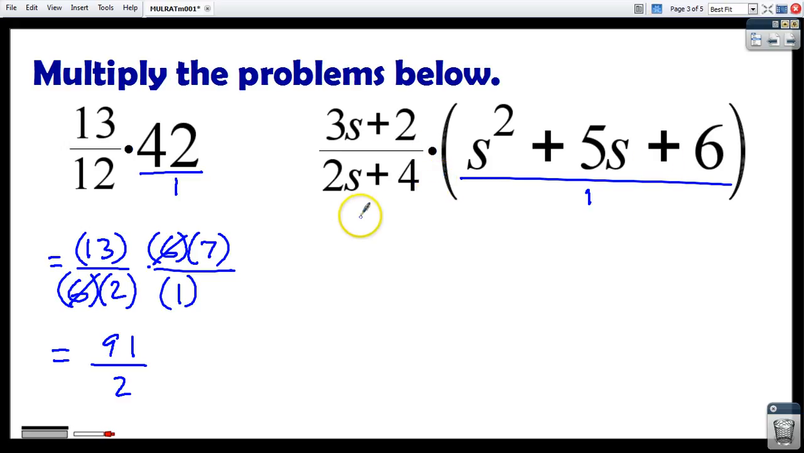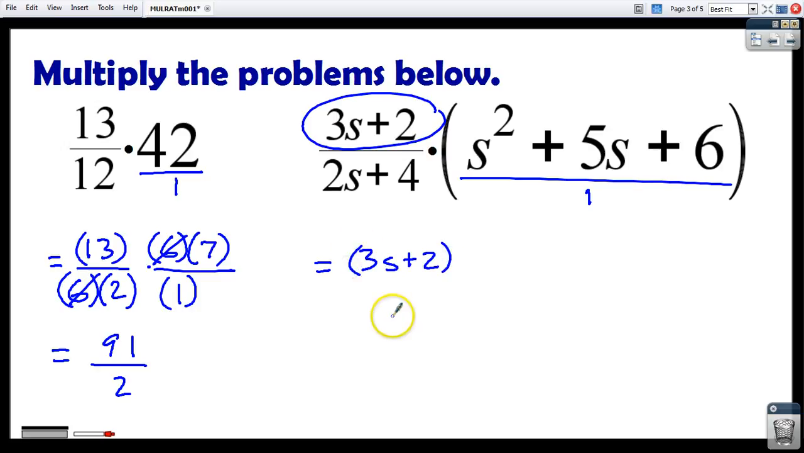Alright, so let's apply the same thing over here. Now, we've already done the first step. It's better if everything's written as a fraction, so we changed our polynomial here into s squared plus 5s plus 6 over 1. Now, let's see if we can factor any of these pieces. So as you go through it, step by step, we just look at each individual part of this problem. So I'm looking here first. 3s plus 2. I run through all the different ways I can factor, and none of them apply. So I think this one's kind of like our 13. It's a prime number. So we're just going to leave it as 3s plus 2.